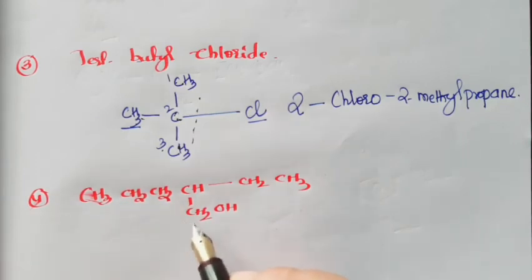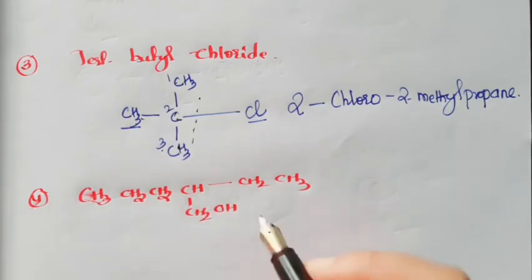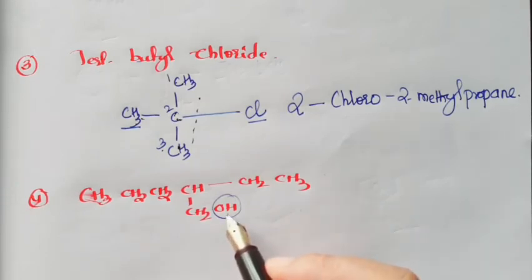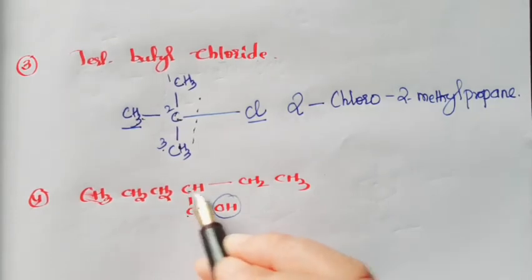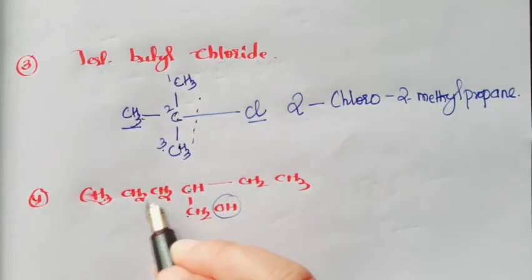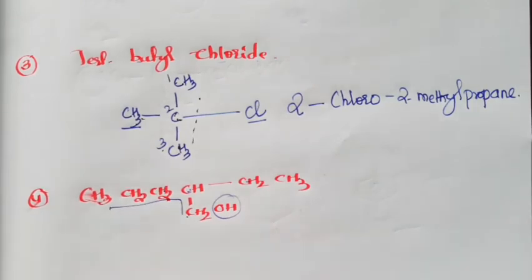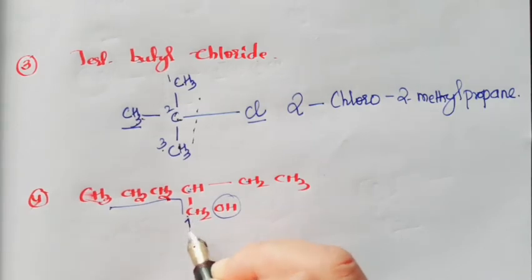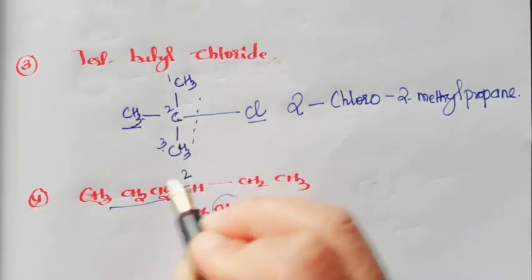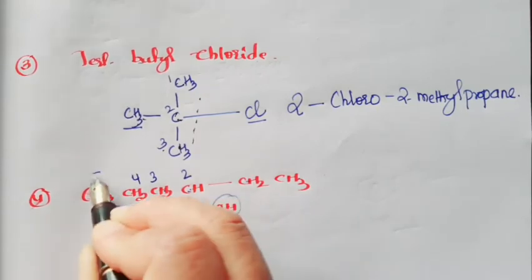Now the first rule is to choose the longest chain, but your longest chain must include the functional group, and here the functional group is OH. Okay, so you have to number from this carbon. So 1 2 3 4, 1 2 3 4 5, so this chain you are going to choose. But now next is numbering, so obviously this CH2 will get the preference, right? We'll number this as 1, then 2, then 3 4 and 5.